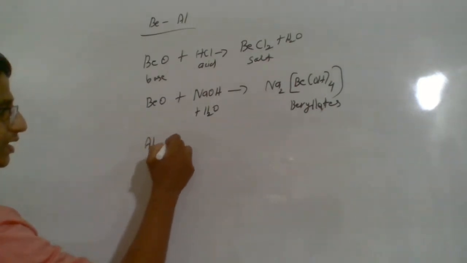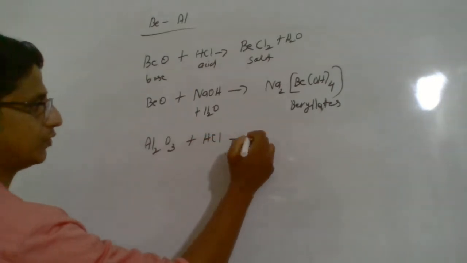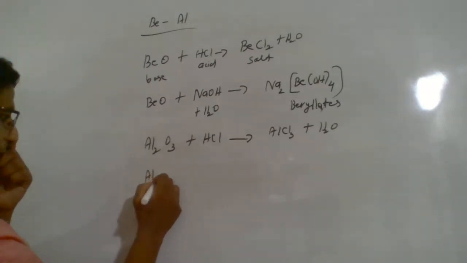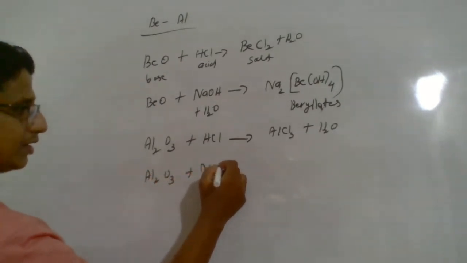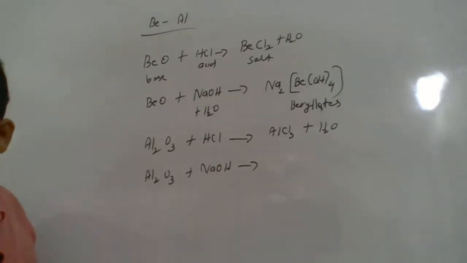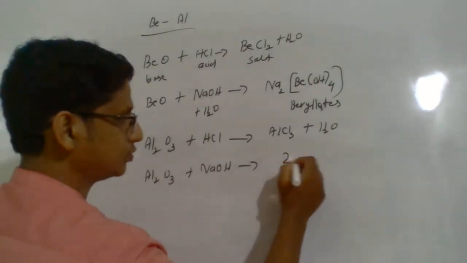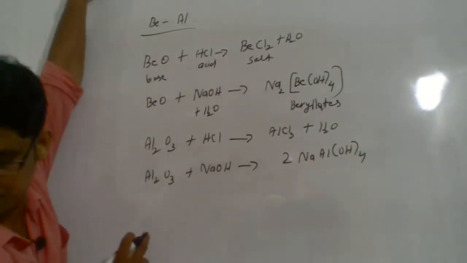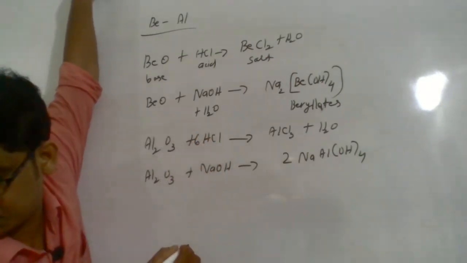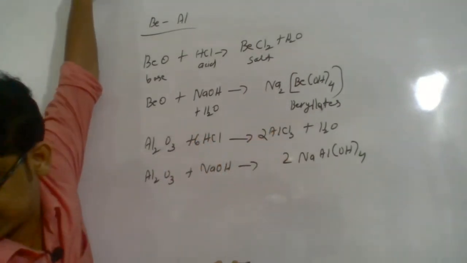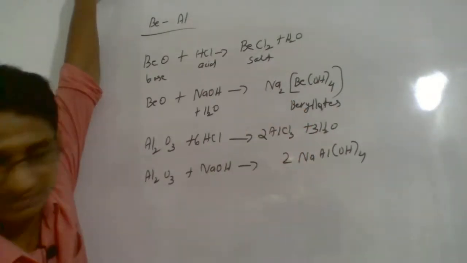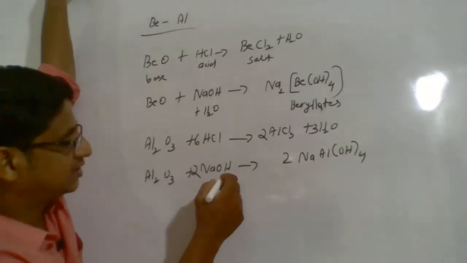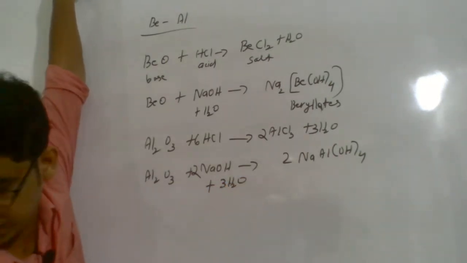Similarly, aluminium oxide also reacts with HCl to form the corresponding chloride AlCl3 plus water, and it reacts with the base as well to form the corresponding aluminates. So it will be 2Na[Al(OH)4]. Balanced, aluminium oxide reacts with 6HCl to form 2AlCl3 plus 3H2O. So that shows the reaction with the acid. Similarly, aluminium oxide reacts with the base in the presence of water, 3H2O, to form the corresponding aluminates.